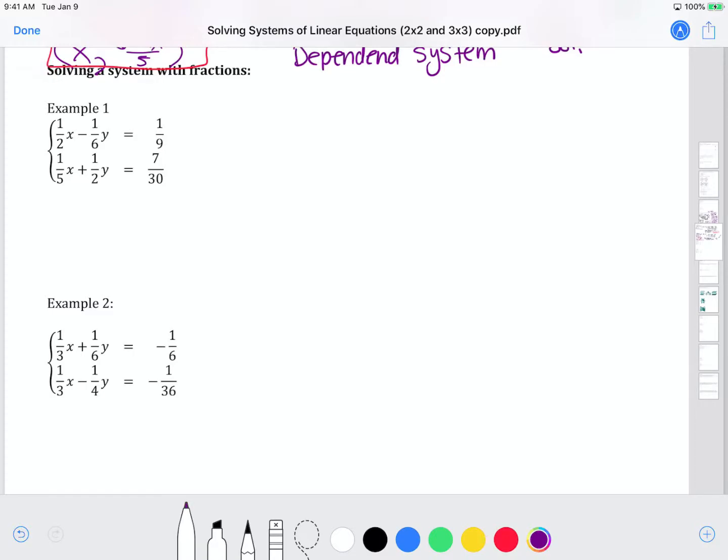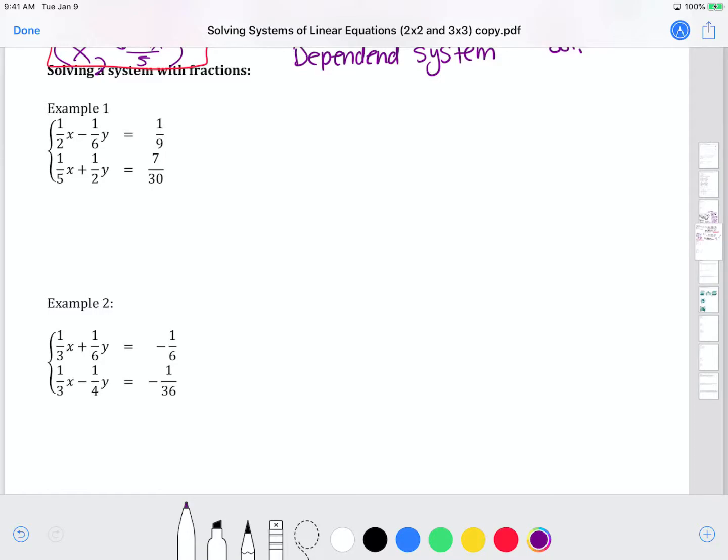Okay, now, solving a system with fractions. We're going to do the same thing we've been doing so far, follow all the same steps, only we're going to add one extra step in. We're going to clear the fractions first to make it easier, because this would be really messy to try to solve with the fractions.